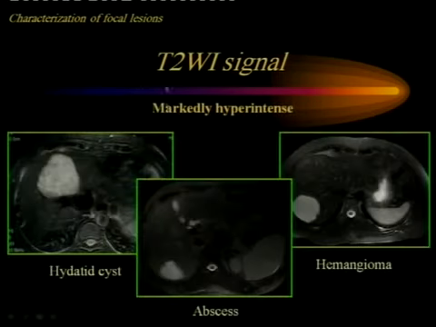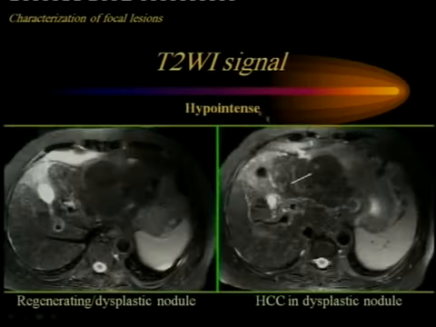Just a few examples of this. With the markedly hyperintense signal, as I mentioned, is usually an indicator of the presence of fluid content. So you may see this in simple cysts, hydatid cysts. Abscesses will show marked hyperintensity. Hemangiomas, all of these fluid-containing lesions will demonstrate quite bright signal on the T2.